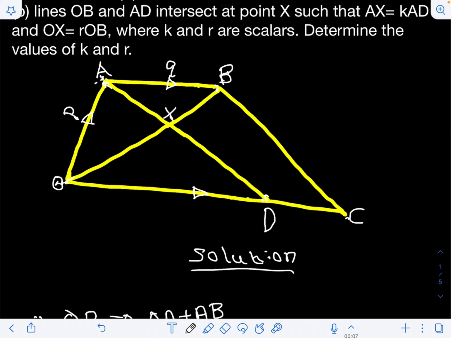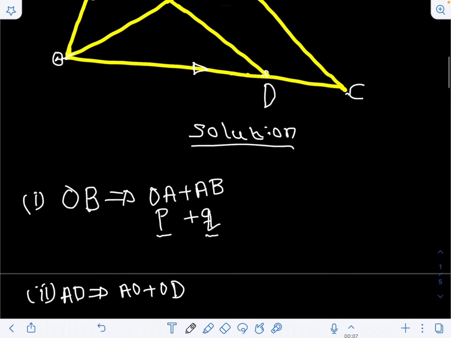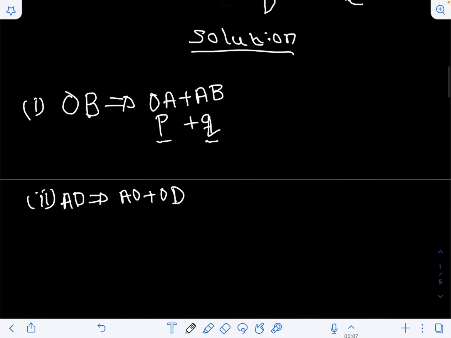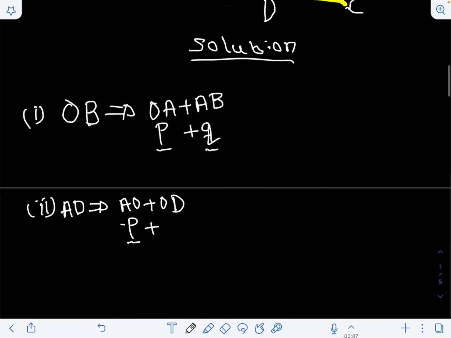You have to know that OA is vector P. But if we say AO, we are opposing the direction of that vector P. So AO is negative vector P. Okay? So we have negative vector P here plus what's OD?